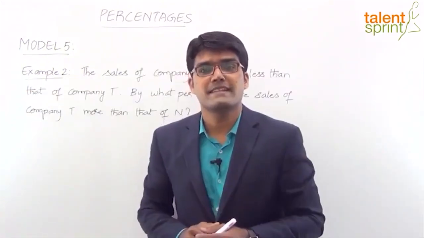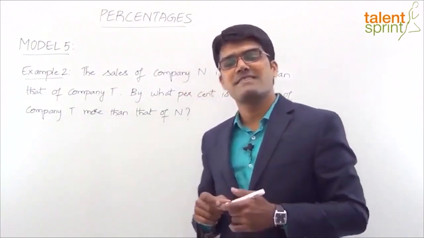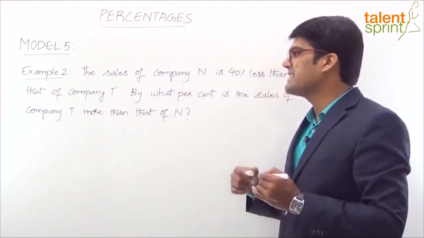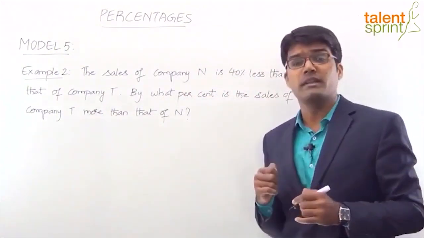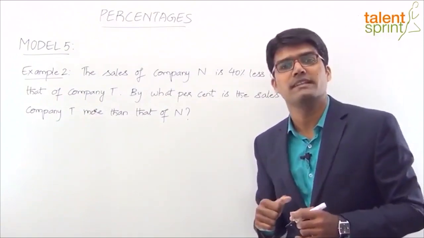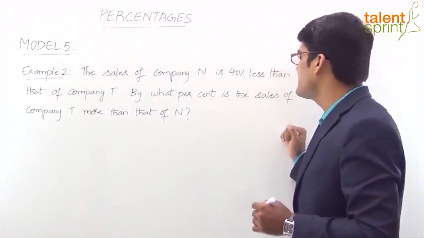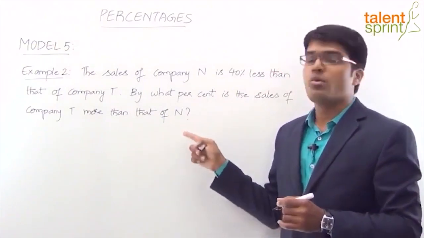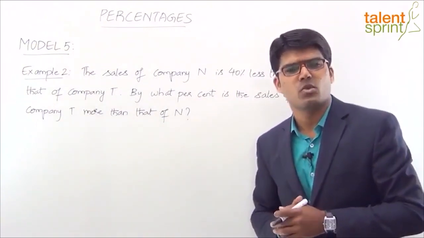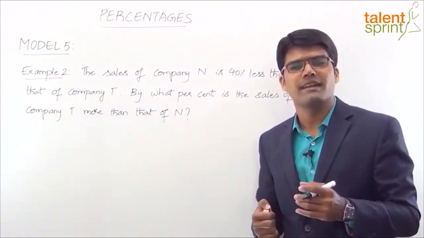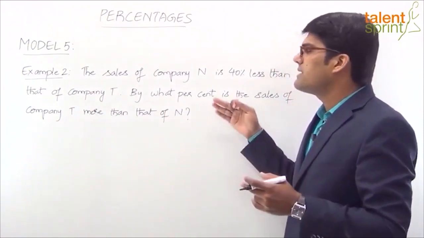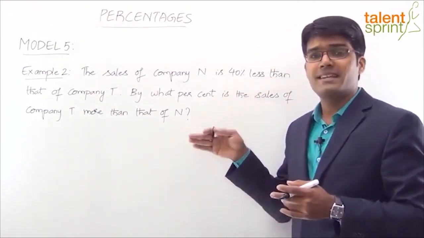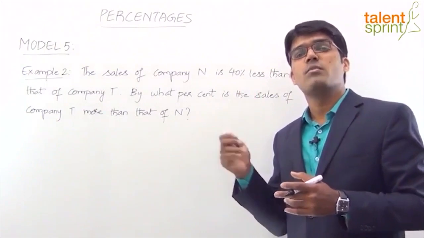Let us now take the second example from model 5 of percentages. The question here is, the sales of company N is 40% less than that of company T. By what percent is the sales of company T more than that of N? So quite similar to what we have done in example 1. It is just that N is 40% less than T. So by what percent is T more than N?